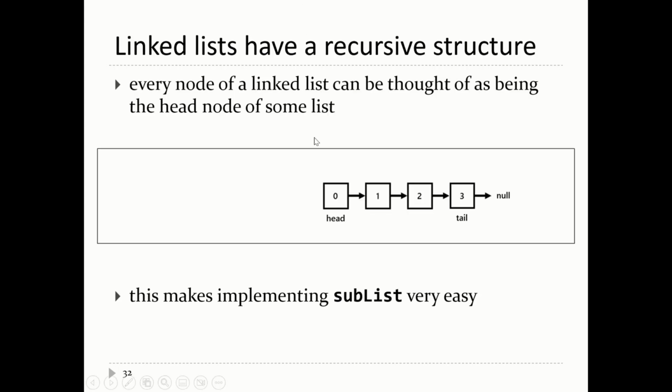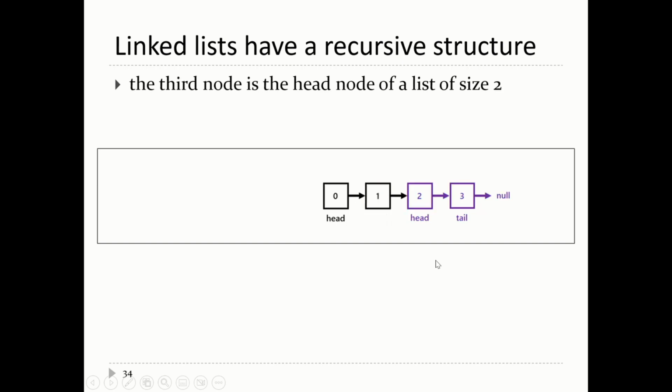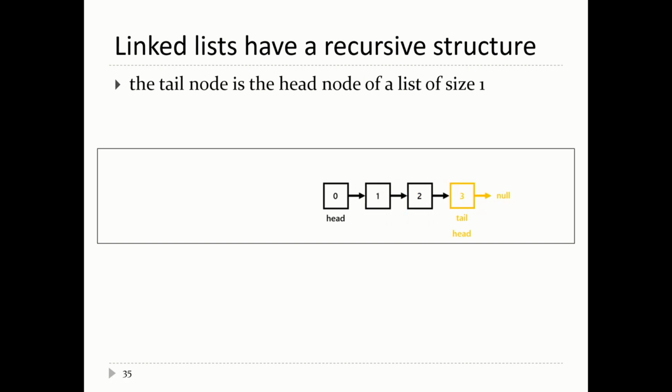The structure of a linked list is structurally recursive, just like a stack is structurally recursive. For example, the first node is the head node of a list of length 4. The second node is the head node of a list of length 3. The third node is just the head node of a list of length 2, and the tail node is just the head node of a list of length 1.